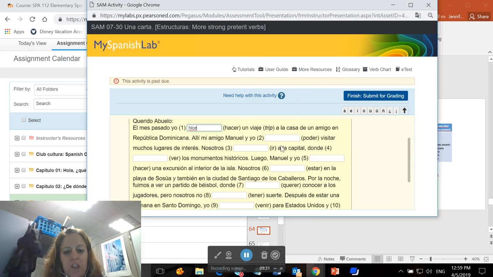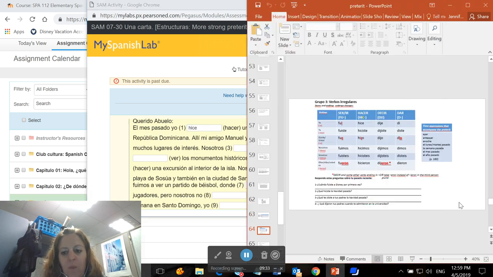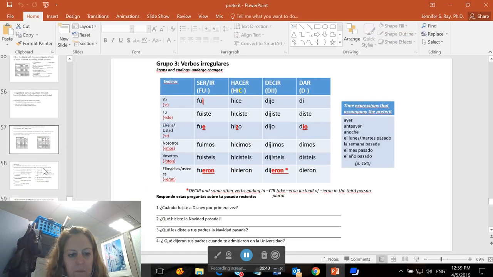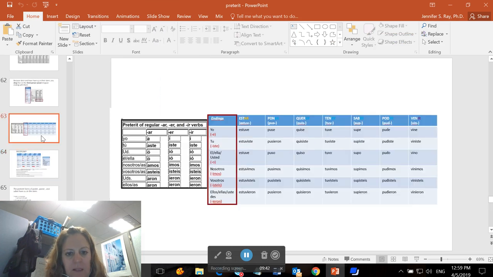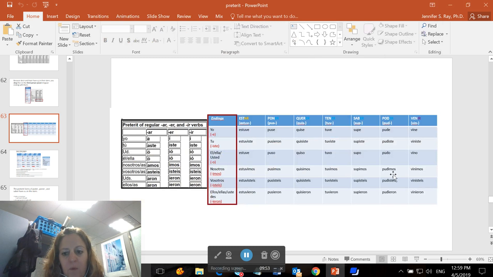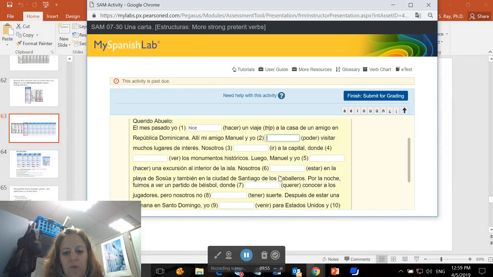Okay, so el mes pasado yo hice un viaje a la casa de un amigo en República Dominicana. Allí mi amigo Manuel y yo, again, we have that poder. So if we go back a slide, here's my poder, it's pud, and we were having that for mi amigo Manuel y yo, we could, so pud for we is pudimos. So that's what you would put here. Nosotros blank ir a la capital.